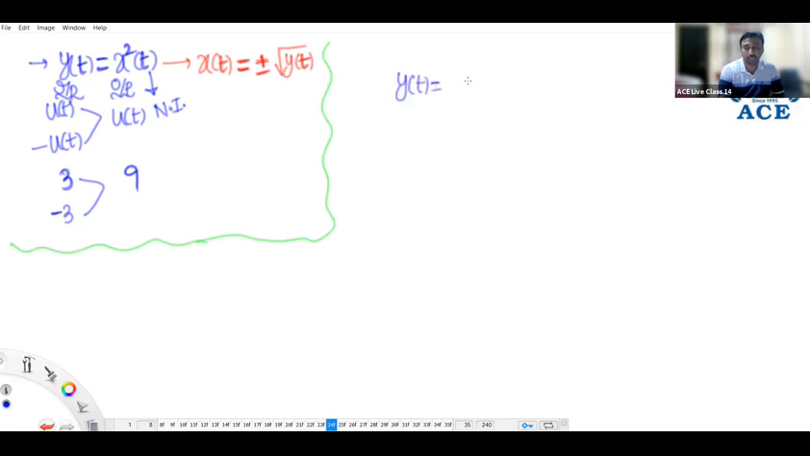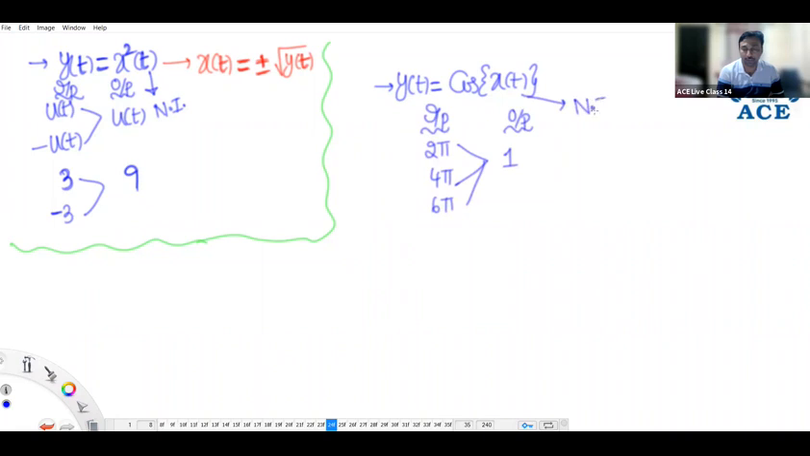y(t) equals cos of x(t). Because of the periodicity of the cosine function, we can say it is non-invertible. Because cos 2 pi answer is 1, cos 4 pi answer is 1, cos 6 pi also answer is 1. So it is non-invertible because of the periodicity of the cosine function.